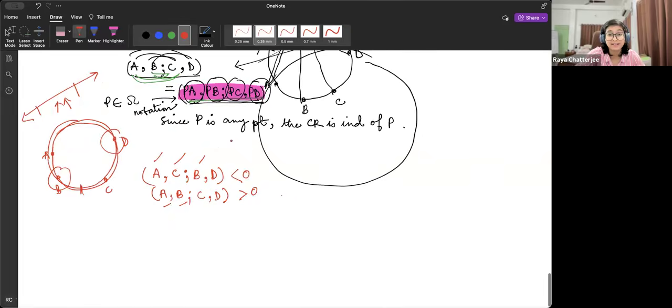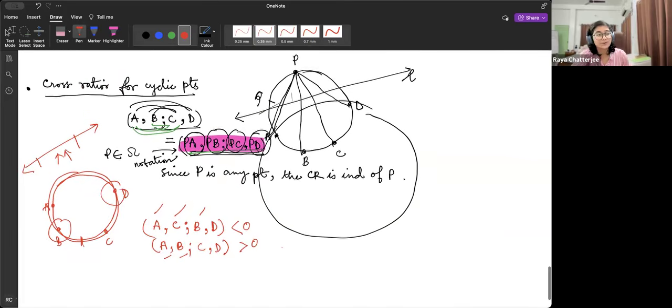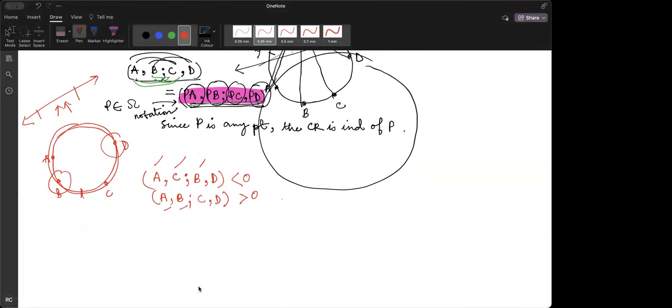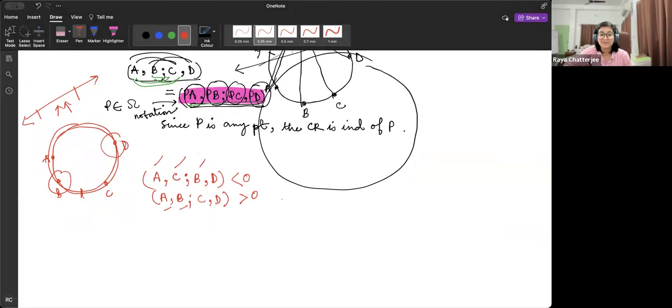And of course, there's a lot of config geo you can do. Have any of you ever done chapter 4 of EGMO? Okay, that has a lot of terrible config problems. And the first thing I ever did was learn projective, after I learned angle chasing and POP. I didn't even learn config geo.